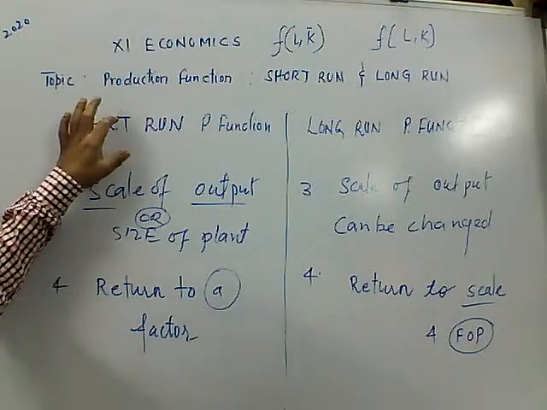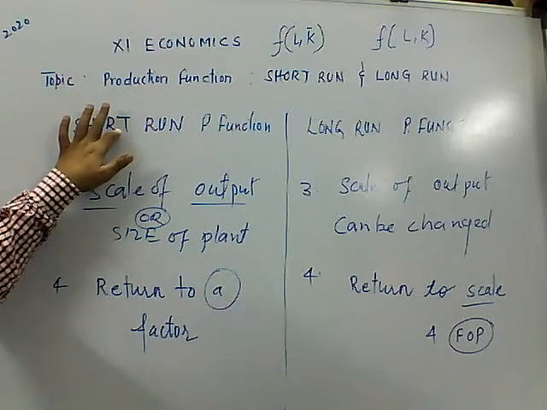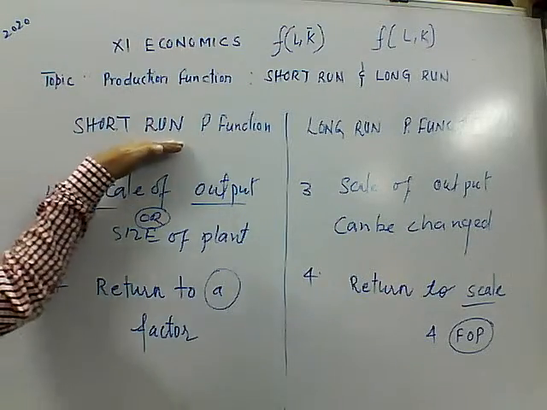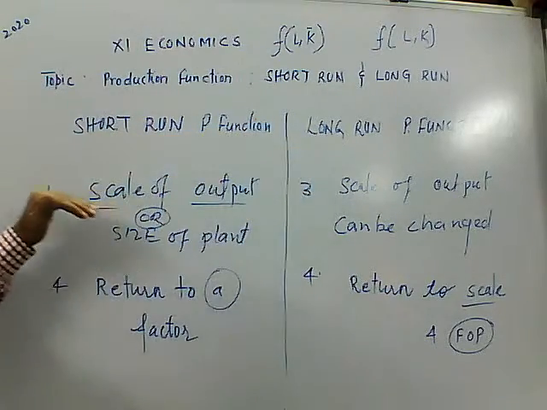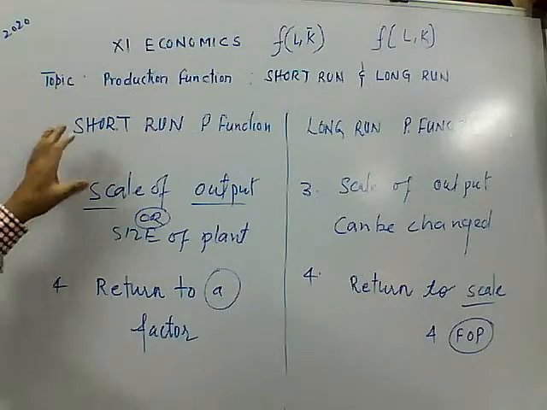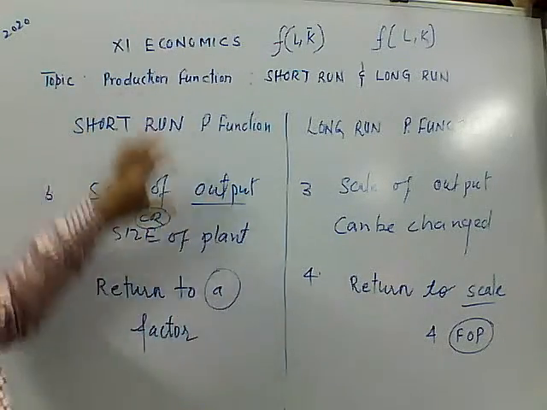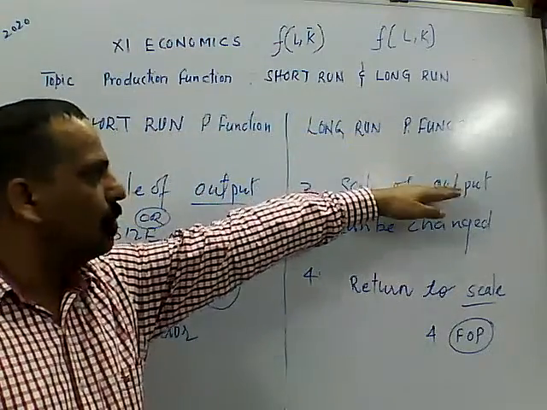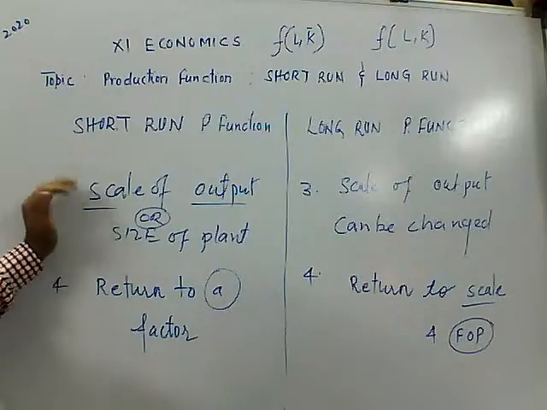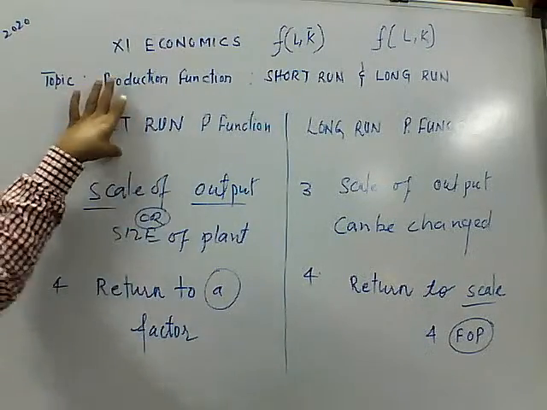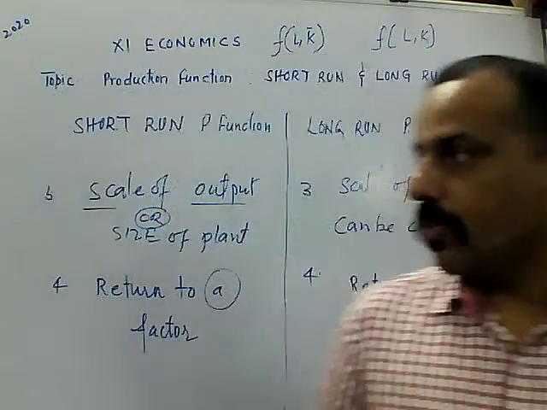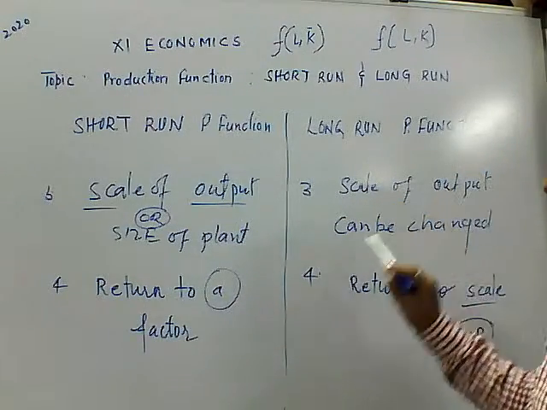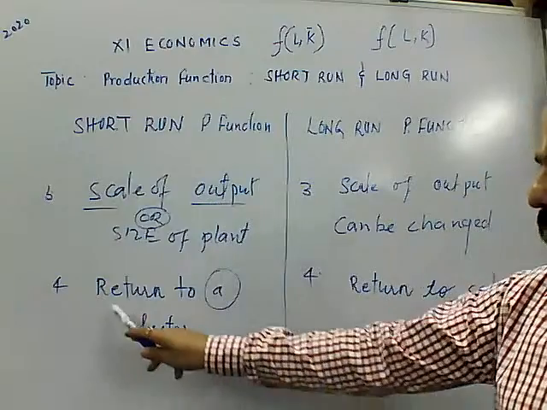If you talk about the shorter period of time, here the factor ratio keeps on changing, whereas in the long run the factor ratio remains constant. When you talk about the second point, output, in the short run output can be increased by changing the variable factor of production. In the long run, if you want to change output, that can be done by changing all the factors of production. When we talk about the scale or size of the plants, in the shorter period of time the size of the plant or scale cannot be changed, but in the longer period of time the scale or size of the plant can be changed.